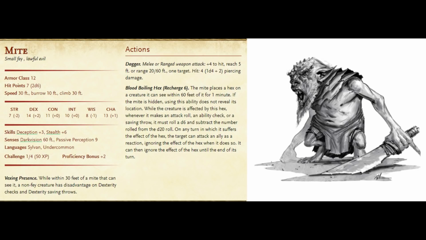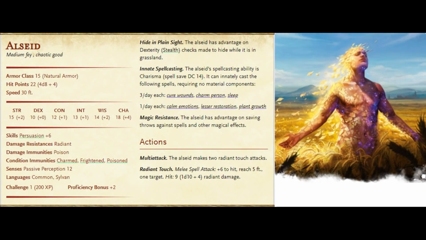So once they use it, then they're basically expended. You might as well give up concentration at that point. Let's look at number 4.